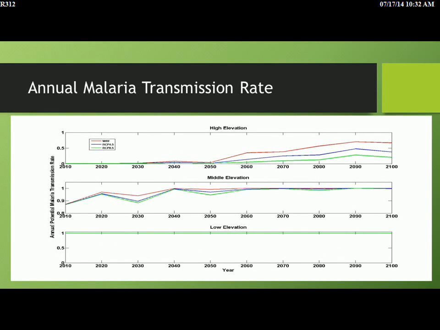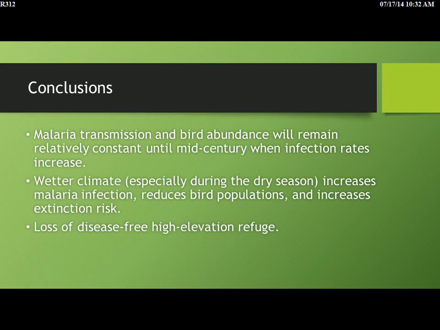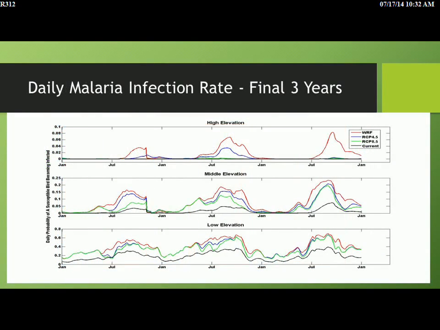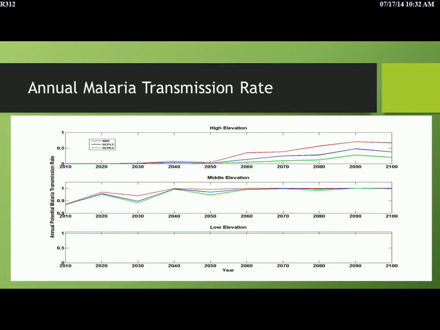Okay, so the question is, why is it happening? Basically, as you might suspect, it's because malaria transmission is increasing as the temperature warms. So at high elevations, we're going from almost no transmission to fairly high annual transmission rates by 2100. Anywhere from maybe 20 or 30% to above 50% transmission at high elevations. Mid elevation is already fairly high. It's just going to basically hit 1. And at low elevations, the annual rate is already high anyway. It just can't go any higher than everybody getting infected, basically. So climate's not going to have much effect at low elevation than it is now.